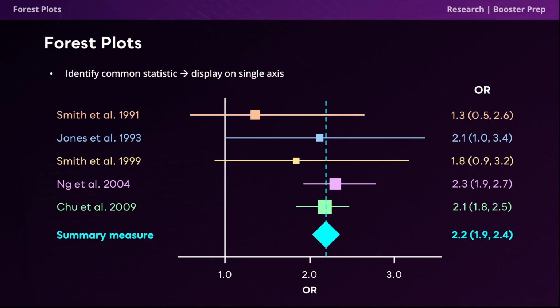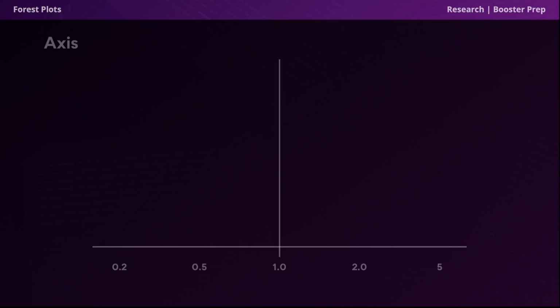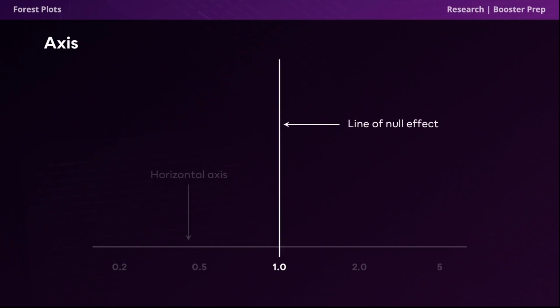Now at first sight, this might all seem a bit tricky, so to understand it well, let's go ahead and remove everything from the graph and study each component individually. Here we're left with the x-axis. The horizontal line typically shows estimates of effect sizes like odds ratio, risk ratio, standardized mean difference, etc. The vertical line is known as the line of null effect. It represents the point at which there is no difference or no association between the compared groups or variables.